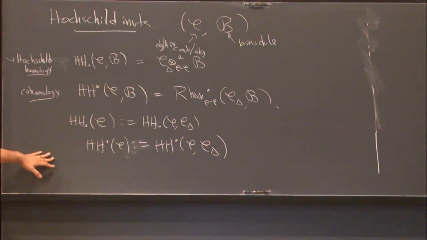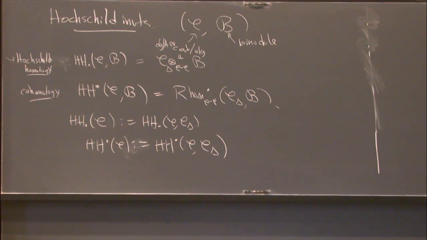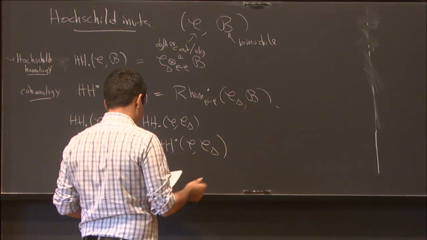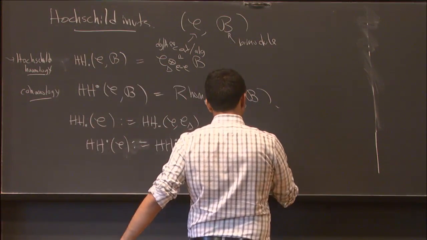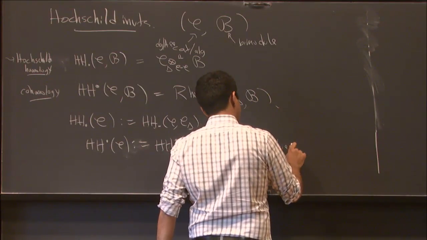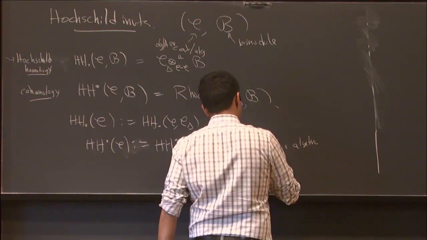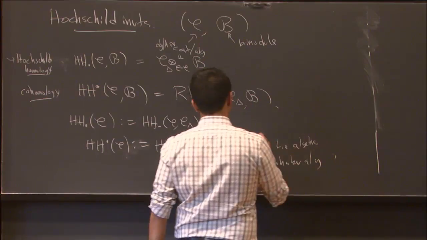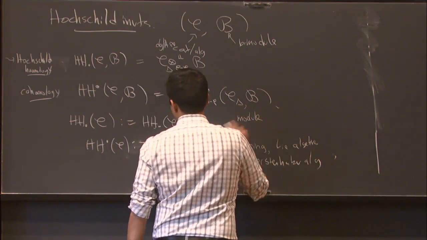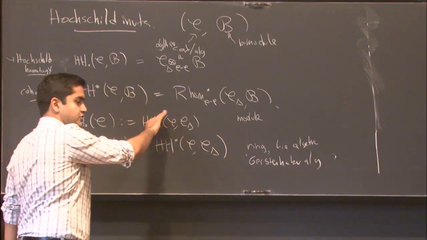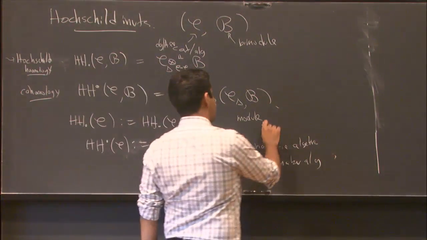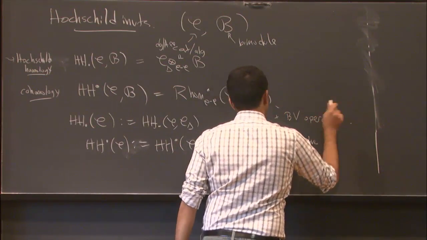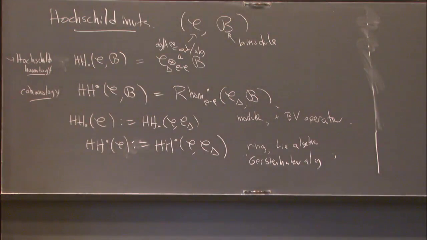OK, so we have Hochschild homology and cohomology. These have various algebraic structures, as you might imagine, from homology and cohomology theories. In fact, it's quite rich. Just to give you a sprinkling of them, this has a ring, Lie algebra structure. I mean, more generally, you'd say it's a Gerstenhaber algebra. This has some sort of module structure. Hochschild homology is a module over cohomology. It's some sort of Gerstenhaber module over cohomology, and it has some sort of BV operator.